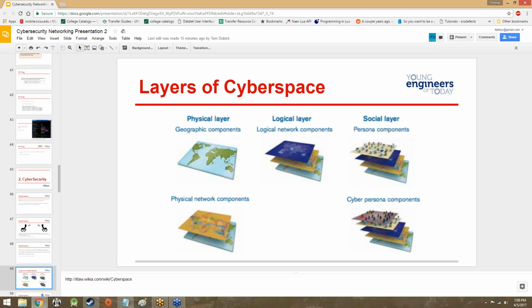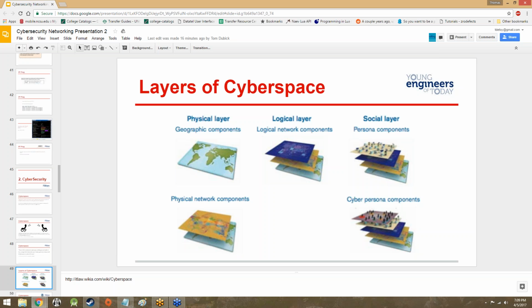Then you've got the logical layer, which is the logical network components that exist on top of the physical network components, where you decide to host certain things, where Amazon decides to host their web services, their cloud services, where Google decides to place servers based on how they want to handle traffic the best, things like that.